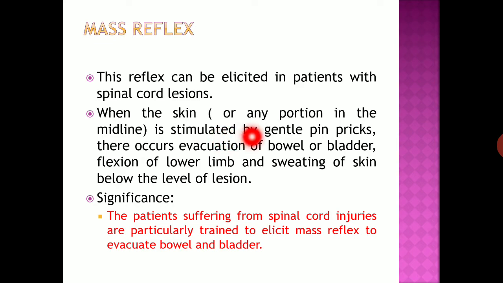When skin or any portion in midline is stimulated by gentle pinprick, there is evacuation of bowel and bladder along with flexion of lower limb and sweating of skin below the level of lesion. Okay, so this is mass reflex mainly seen in patient with spinal cord lesion. Significance, patients suffering from spinal cord injuries are particularly trained to elicit mass reflex to evacuate bowel and bladder.